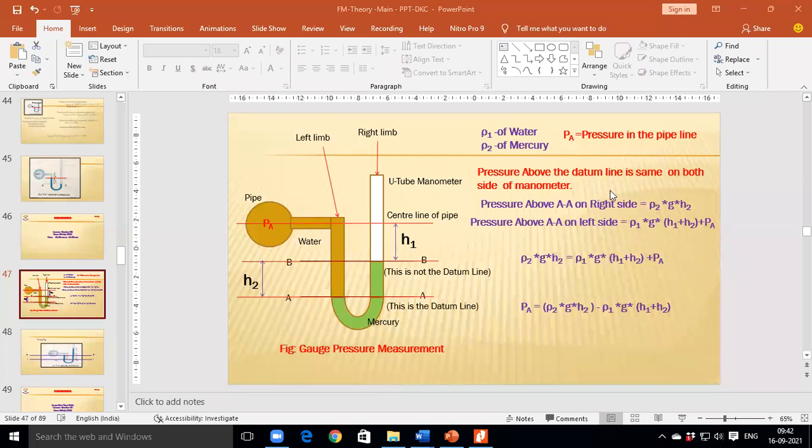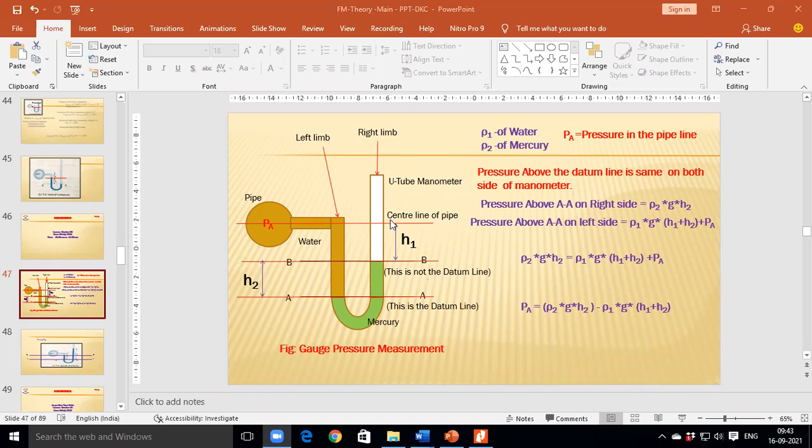Is it clear? If you clear this concept, 50% of the numerical part is over. Is it understood or not? Or shall I repeat it again? Shrutika, Gaikwad, is it understood? Shrutika, Srushti, Lalit, is it understood? Yes, sir, it is understood.